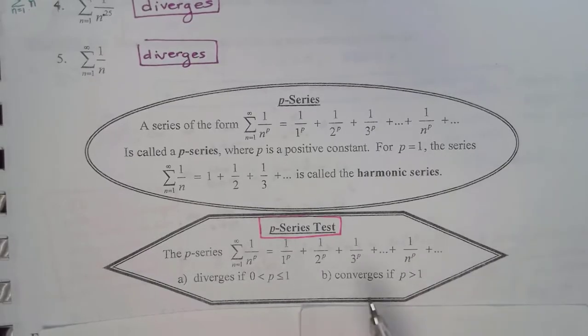So the p-series test says that if you have a p-series, if p, your exponent on n in the denominator, is less than or equal to 1 and greater than 0, your series diverges. And if p is greater than 1, your series will converge.